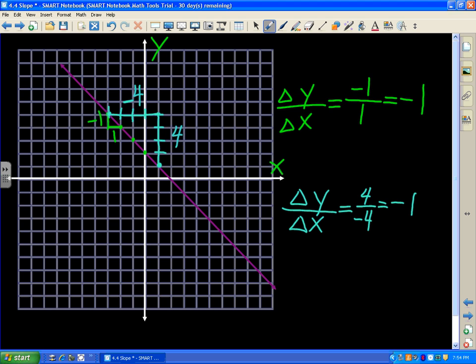And if we notice, they are the same slope. If you have the same line, they should have the same slope.